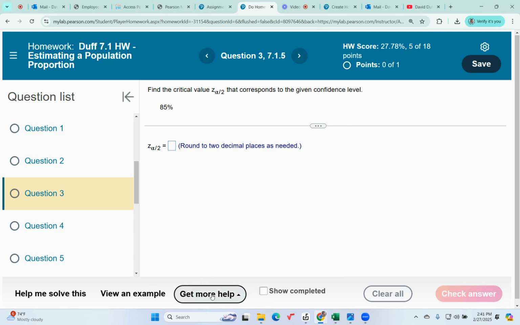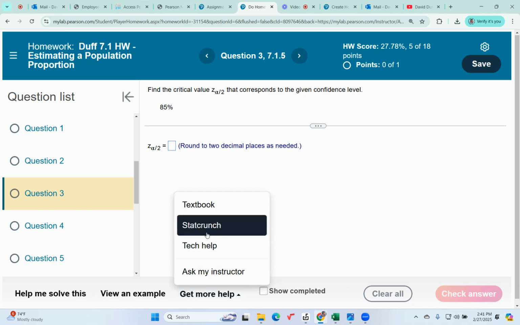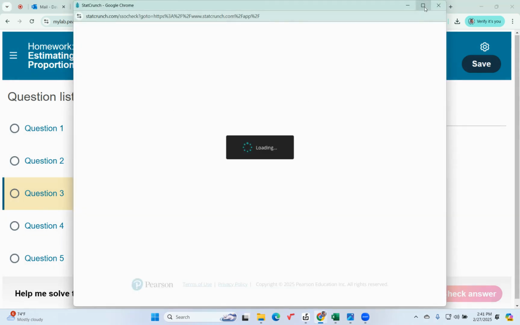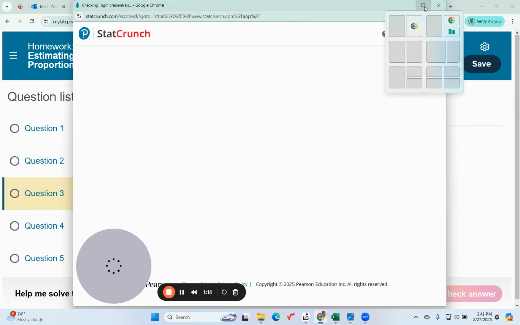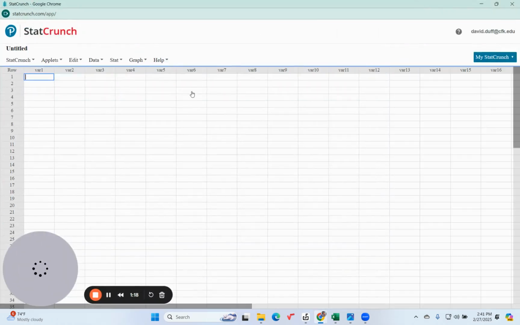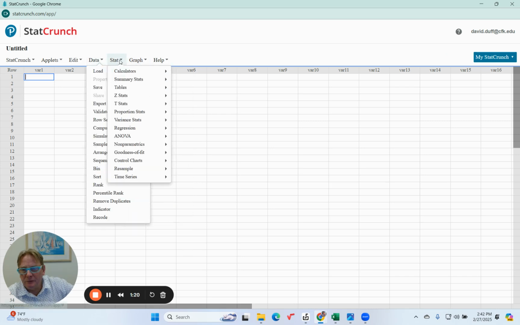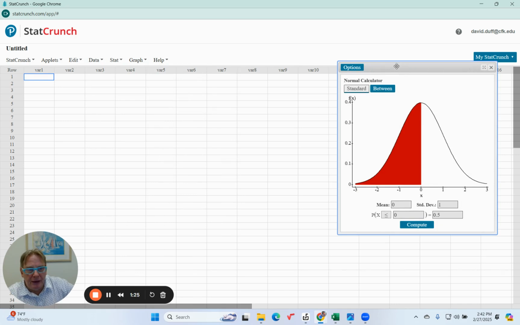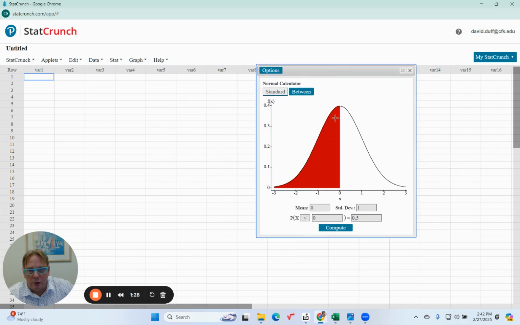All right. So we're going to go to StatCrunch and we'll open it up. We're looking for a critical value or critical values that correspond to a confidence level of 85%. So we'll go to StatCrunch and we're going to go to Stat, Calculators, and then Normal. All right. So now notice we're looking at the normal calculator here. Instead of selecting standard, we want to select between.